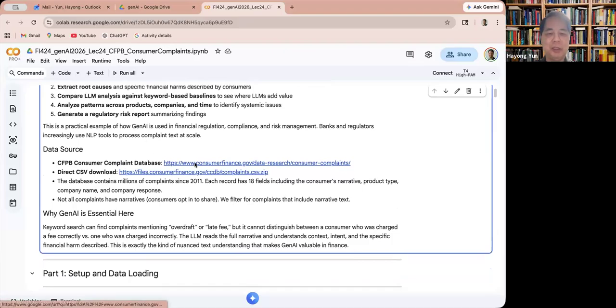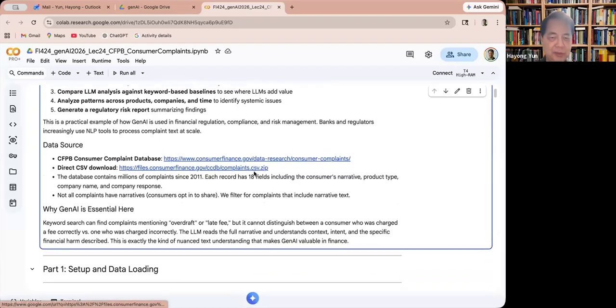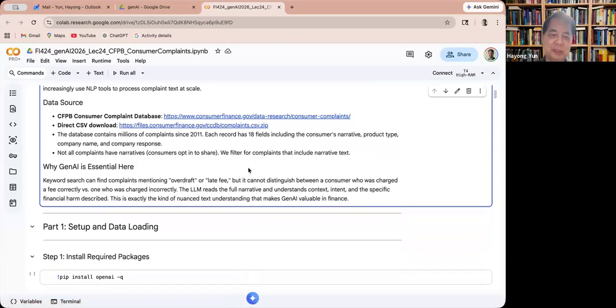So the data source is here, CFPB. It's a very large file. Again, I downloaded it and put it on my Google Drive, but it was a little bit of a larger file. It contains millions of complaints since 2011.